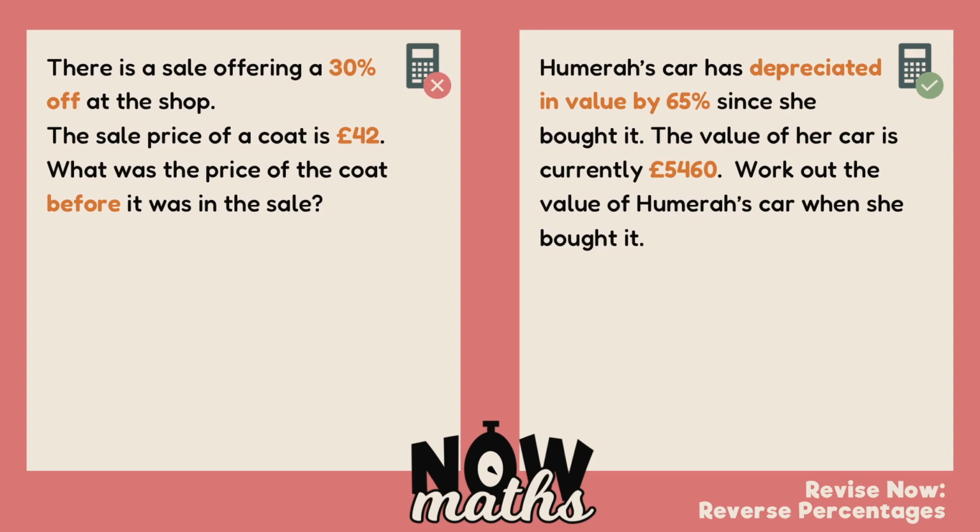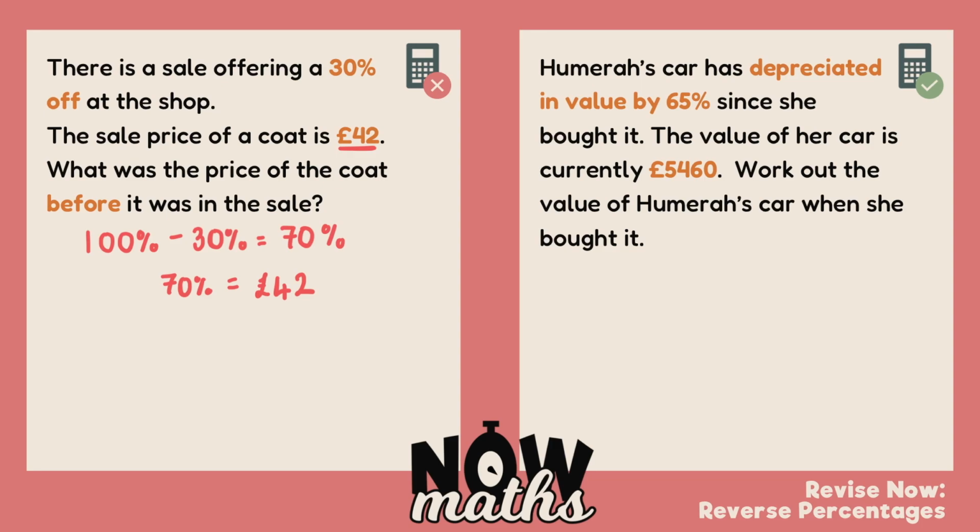To answer this question, we're going to start off by saying that the original price of the coat has 100% of its value. If it's been reduced in the sale by 30%, we're going to subtract 30% from 100%, and this tells us that 70% of the coat's value still remains. So then we're going to say that 70% must be equal to the sale price of £42.